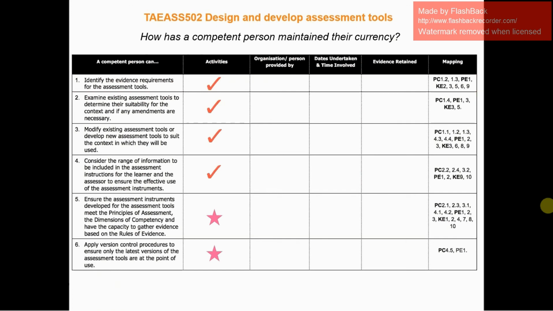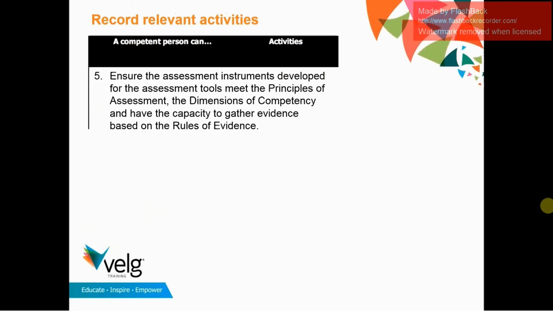So we're down now to the last couple of these, and this next one is for you to look at and get your turn. So this is where you're going to start to chat. In this particular statement, ensure the assessment instruments, etc., you're going to make sure these assessment tools meet the principles of assessment, the dimensions of competency, and also have the capacity or the ability to gather evidence that satisfies the rules of evidence.